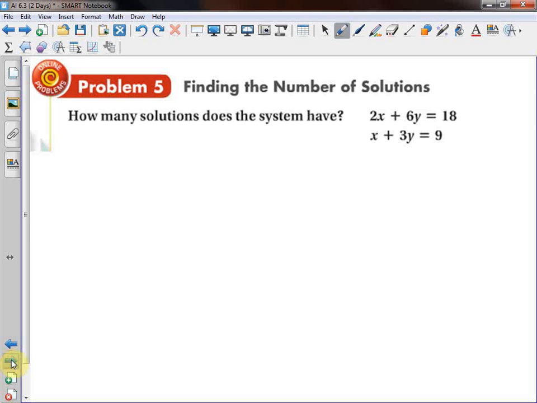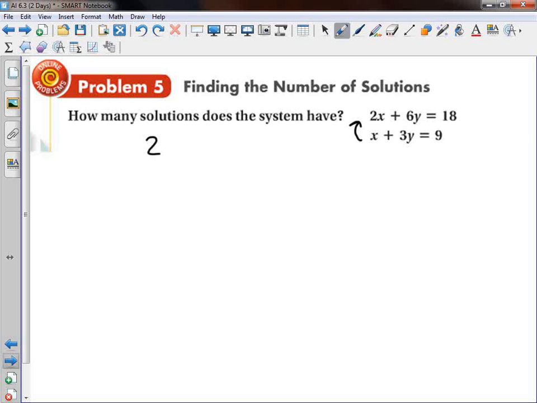All right, problem 5. I want to know how many solutions does the system have? Well, in most cases it's been 1, but we don't know for sure. So let's try this one and see what happens. So it looks like this one we're going to have to multiply by 1 equation because I know that x can go into 2x. All right, so I probably only need to multiply by 1.